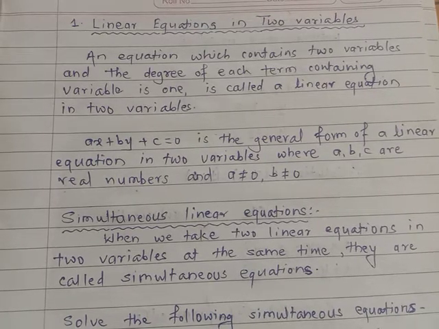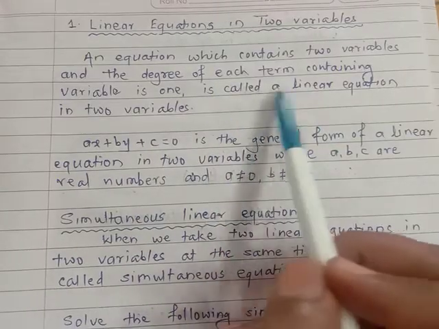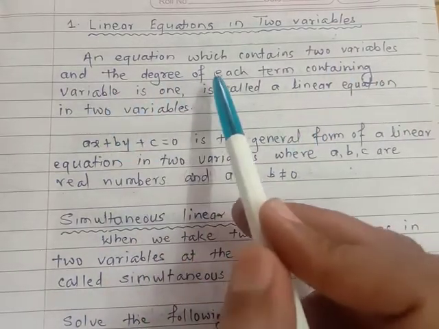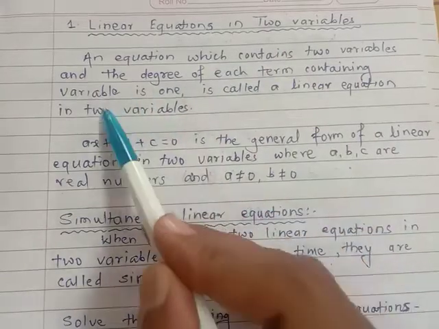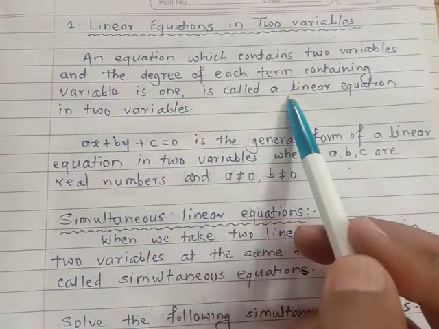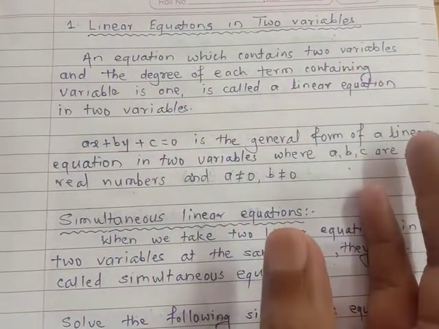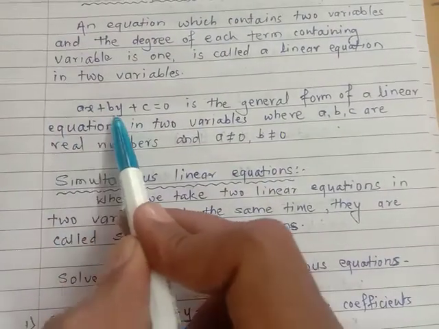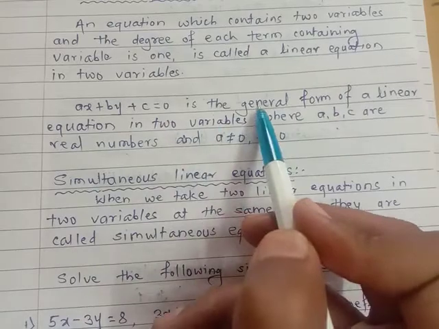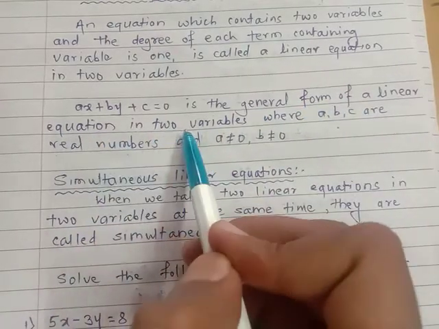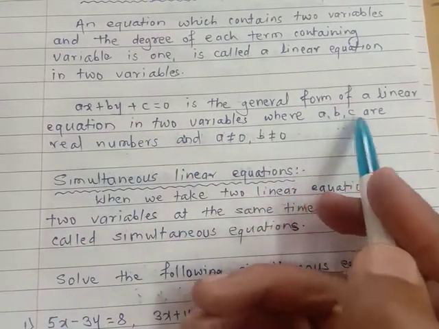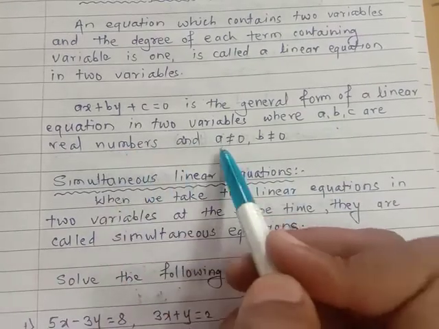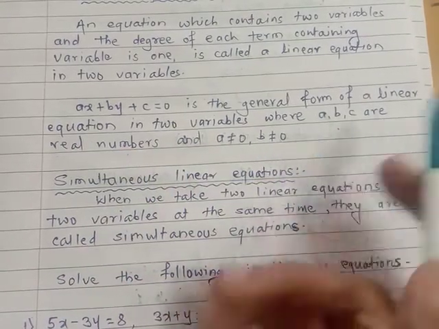So what does a linear equation in two variables mean? An equation which contains two variables and the degree of each term containing a variable is 1 is called a linear equation in two variables. In 9th standard you have learned that ax plus by plus c equals 0 is the general form of a linear equation in two variables, where a, b, c are real numbers and a not equal to 0, b not equal to 0.